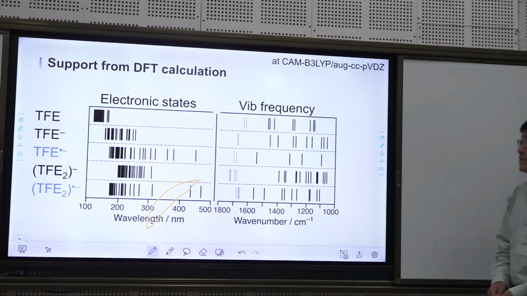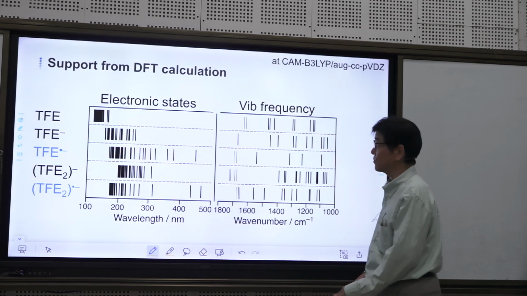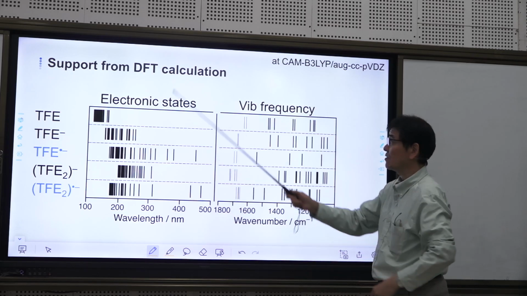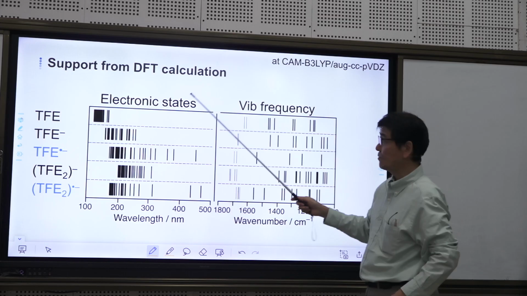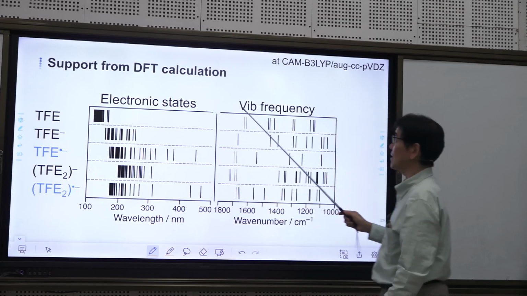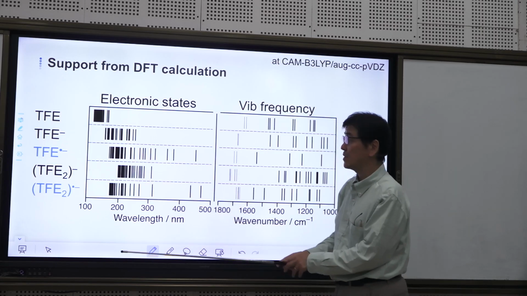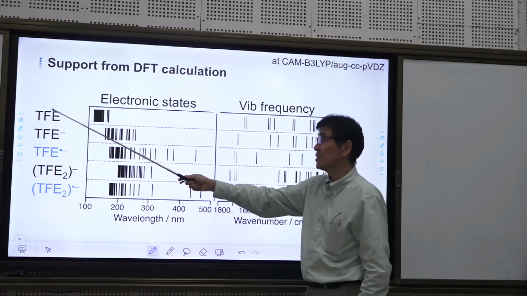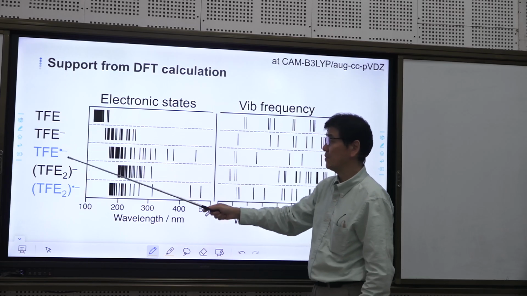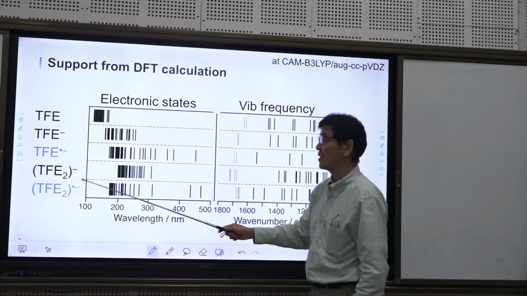Then we employed some computational calculation. Okay, so by using a DFT calculation, we got some information about electronic states and vibration frequency. We tried to examine the 5 species: neutral TFE, anionic TFE, TFE radical anion, TFE dimer anion, TFE dimer radical anion.